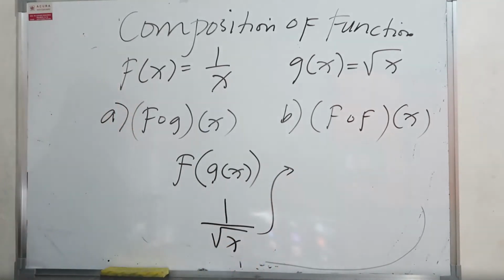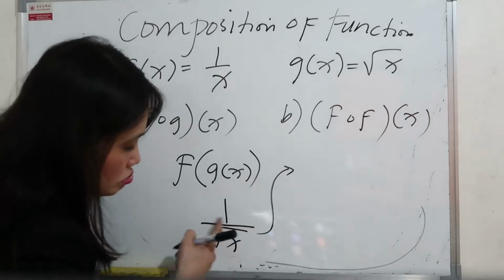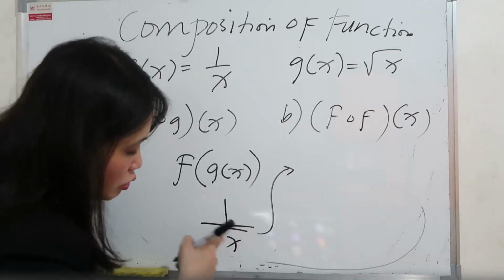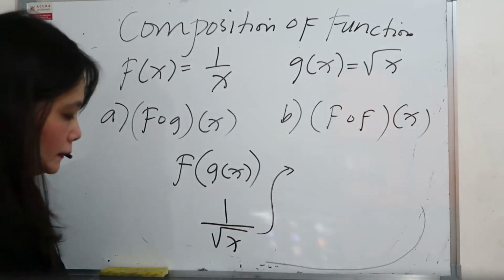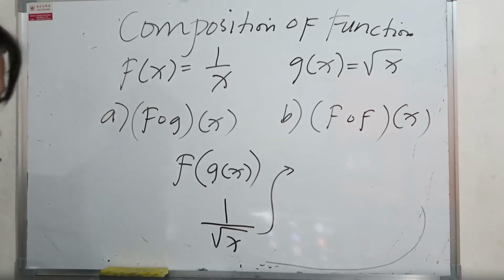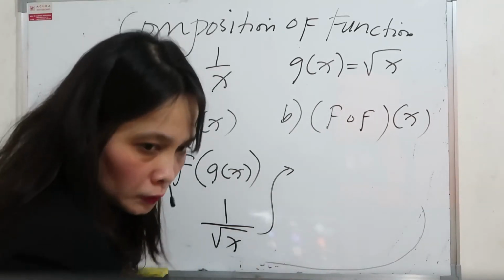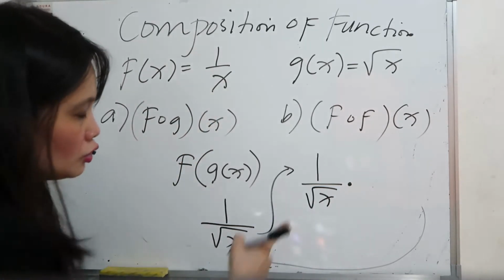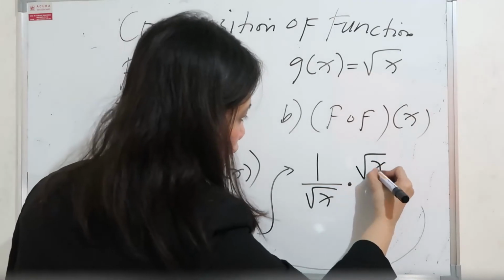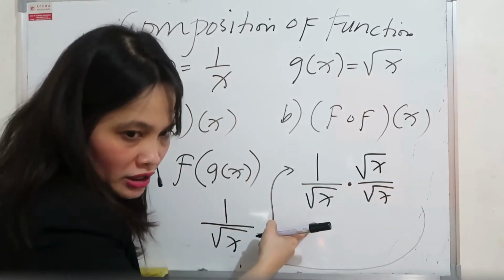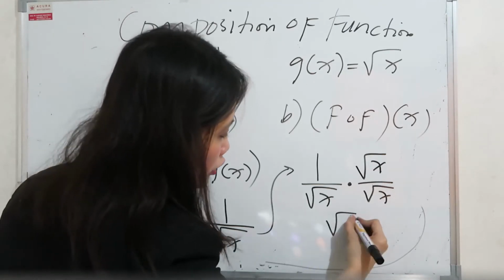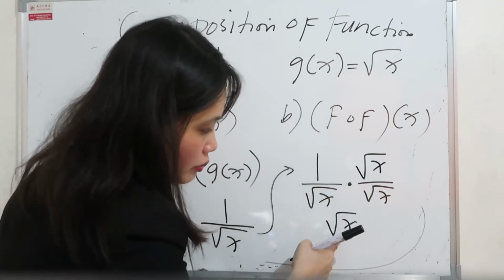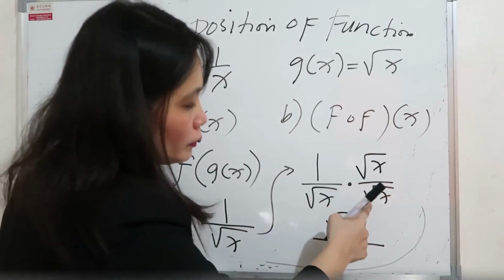Now, how do we simplify this? We need to eliminate the square root of x. How do we do that? We need to multiply the numerator and the denominator by square root of x, to eliminate the square root of x in the denominator. So this will become square root of x over square root of x multiplied by square root of x.